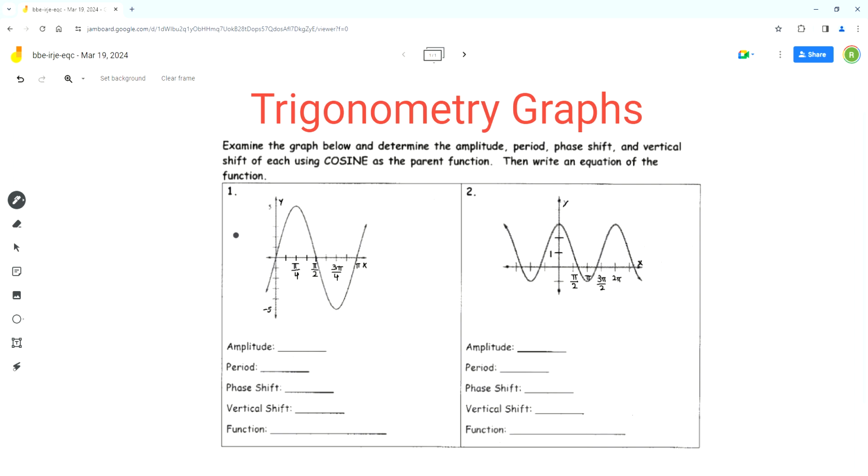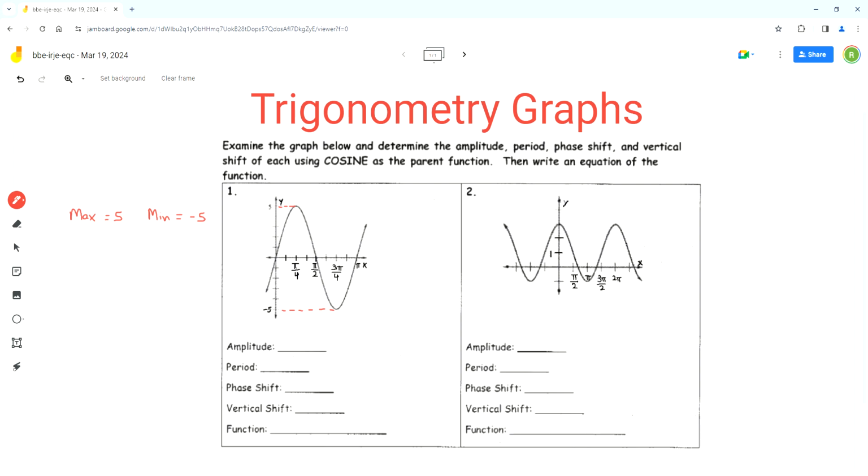So as per the first graph, the maximum value of this function is 5 because that's the y value at the peak point. So max is equal to 5. Now the minimum value for this graph is negative 5. So that's the y value at the lowest point. So the minimum value is equal to negative 5.